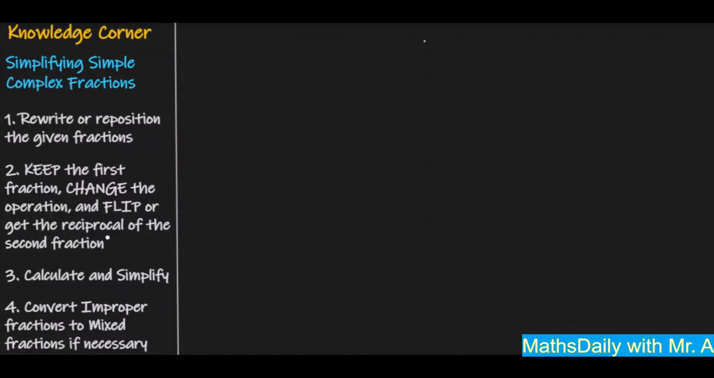Alright, let's take some examples. 1/2 divided by 5. Following the simple steps to simplify complex fractions, we can simply rewrite this horizontally. So this will become 1/2 divided by 5. Now, since 5 has no denominator, it is understood that it has a denominator of 1.